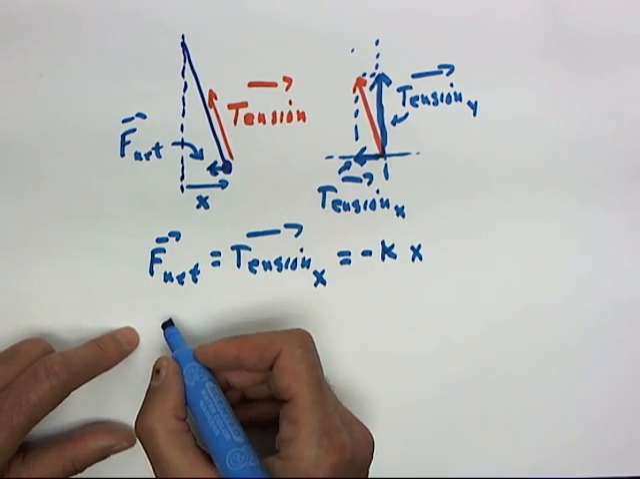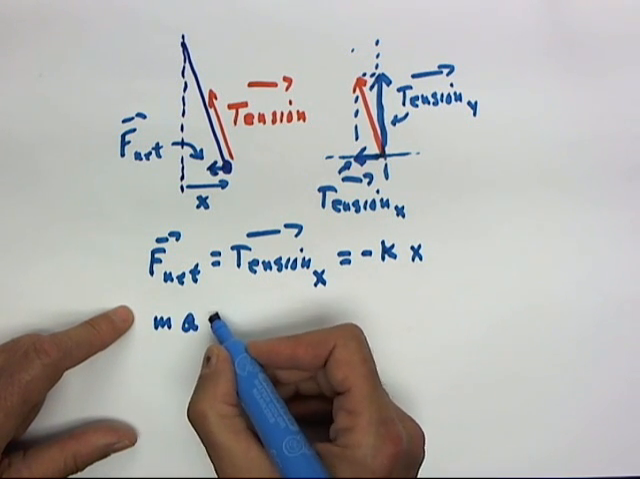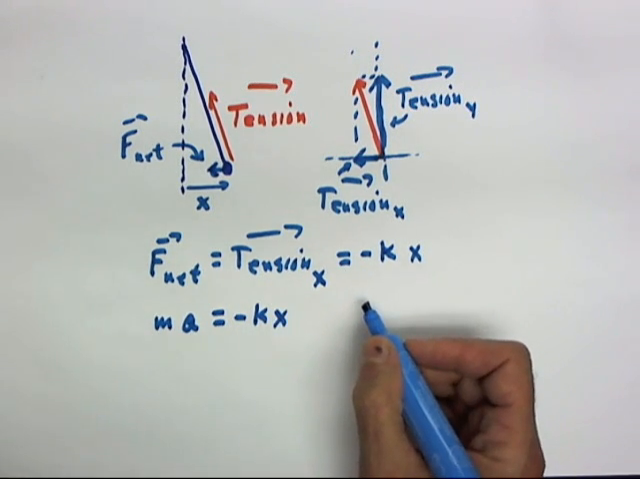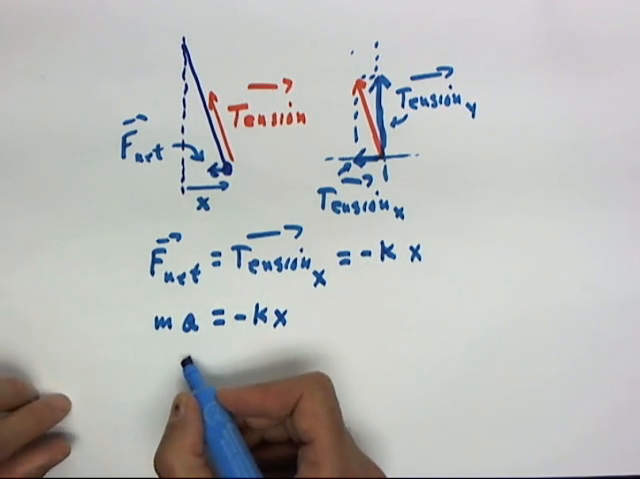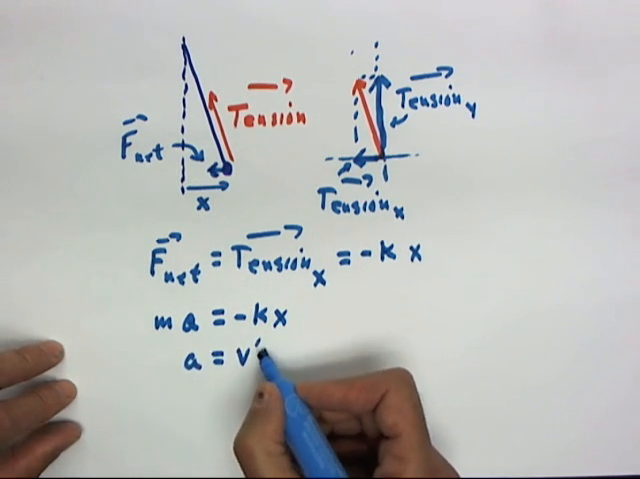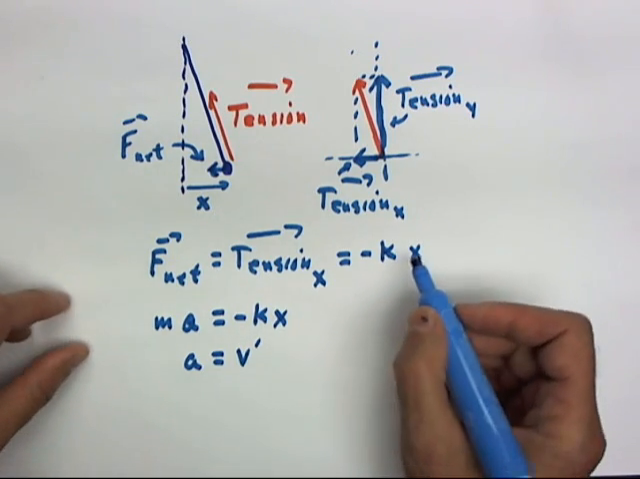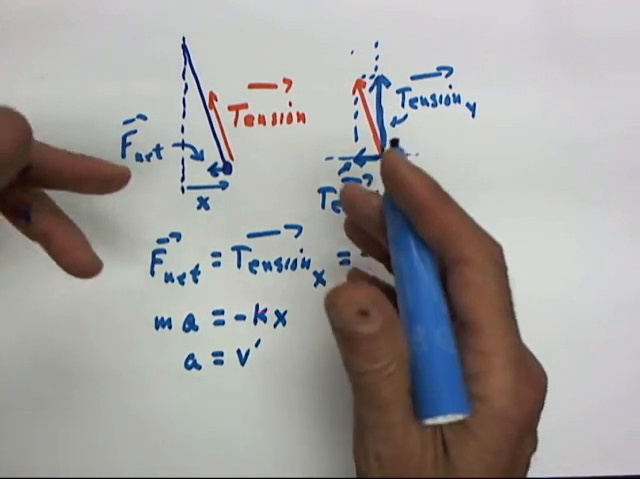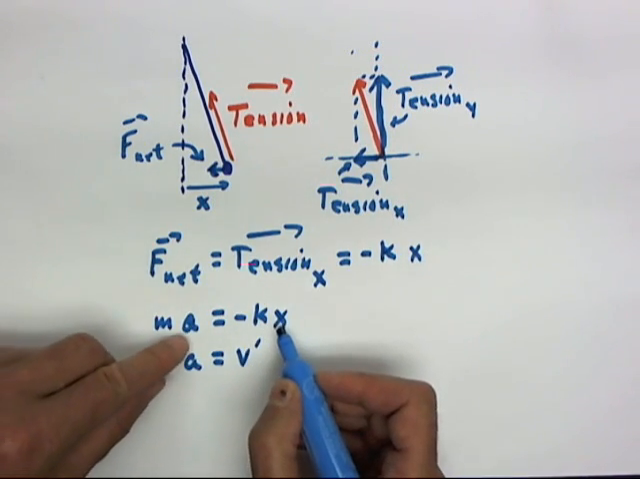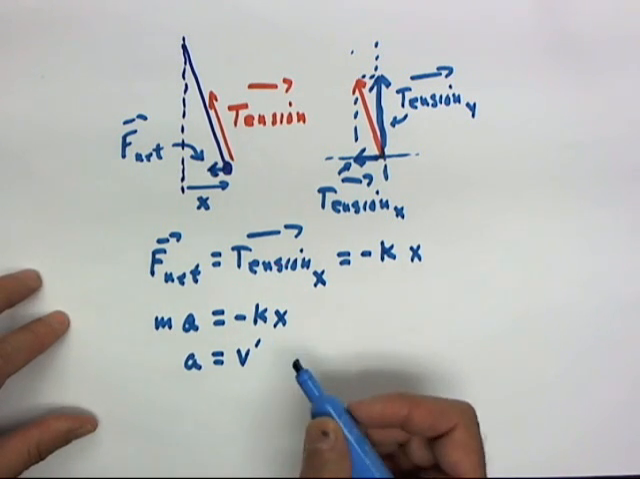Now, by Newton's second law, the net force is the mass times the acceleration. So we have mass times acceleration equals negative kx. Now, acceleration is the derivative of velocity. Again, recalling that x is a function of t. Once this thing is set in motion, x becomes a function of t, the acceleration is a function of t, and the velocity is a function of t.